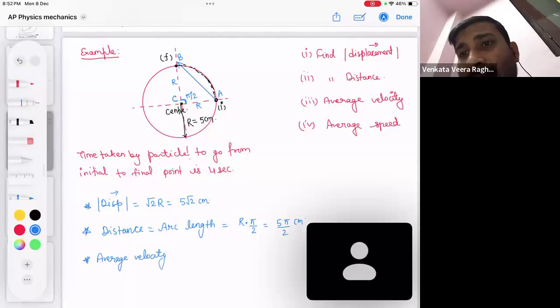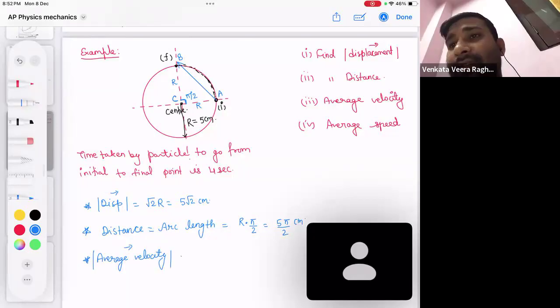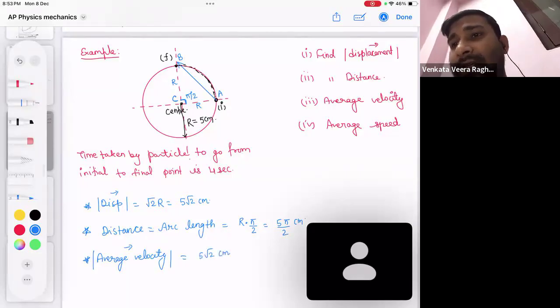Right? What is going to be the average velocity? Just tell me the pi by 2 magnitude. Root 2. Okay, now direction I will discuss. So how much will it come? 5 root 2 is the displacement magnitude. It has taken 4 seconds to reach there.